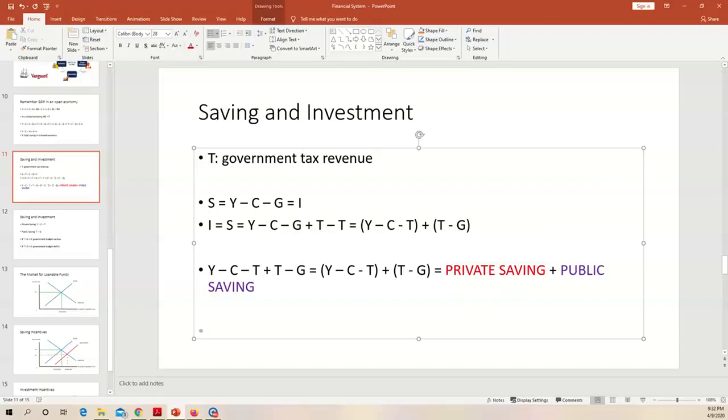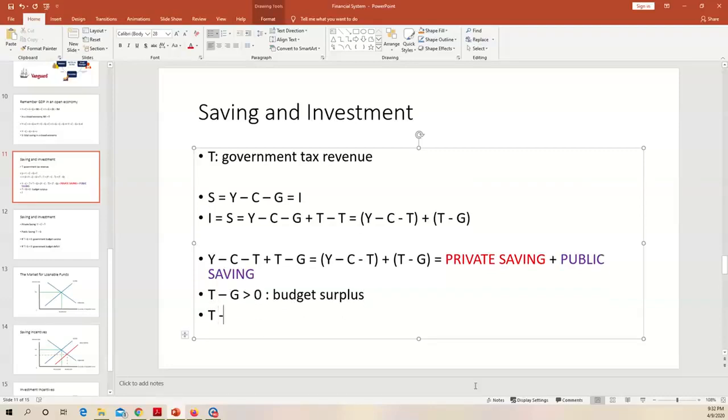Okay, so take a look at this part. If T minus G is positive, that means the public saving is positive, right? This means the government is running what? So-called budget surplus. That means government revenue is greater than its expenditure. If government tax revenue is less than government expenditure, in this case T minus G is negative, public saving is a negative number. That means the government now is running a so-called what? Budget deficit.